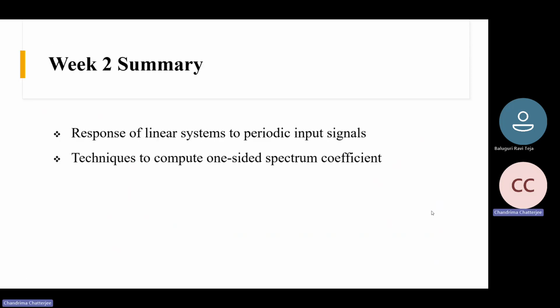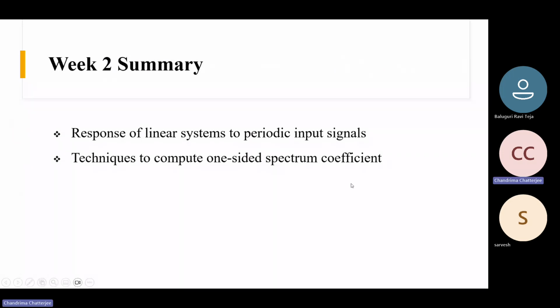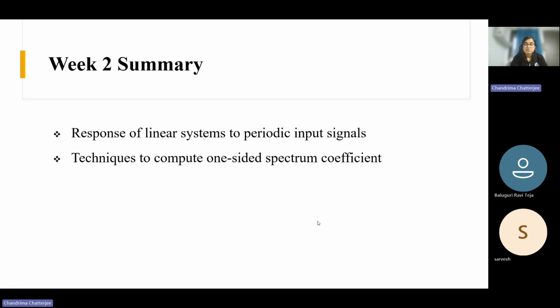This week's topic was the response of linear systems to periodic input signals and techniques to compute one-sided spectrum coefficients in a more convenient way. Last day we solved some problems where we computed the Fourier coefficients and also one-sided Fourier coefficients, but the process was quite tedious. If we want to do all these computations in a more convenient way, there is a way we can do that. So that method, and based on that method, some numericals we will discuss today.